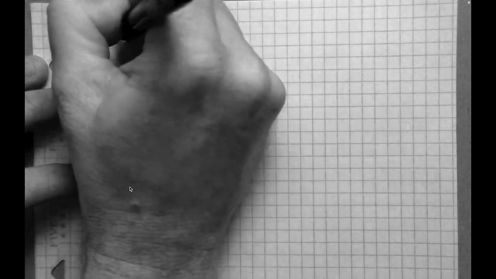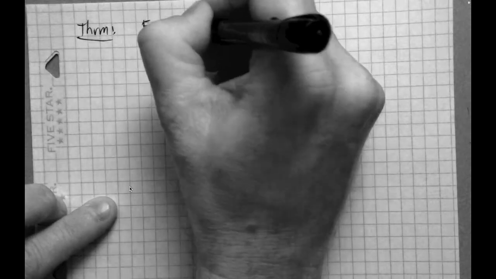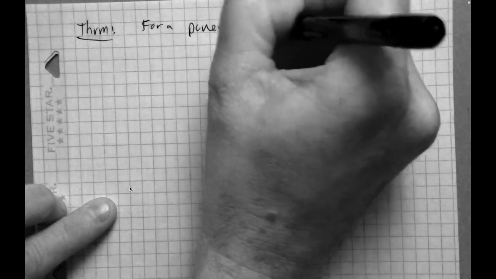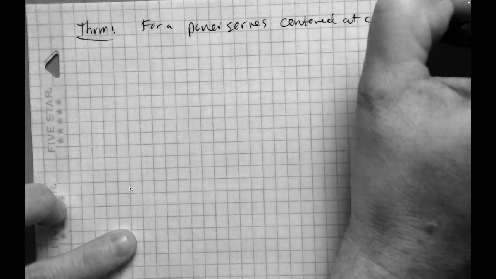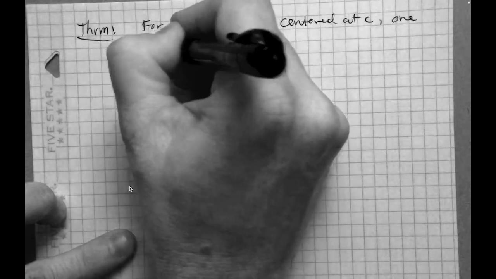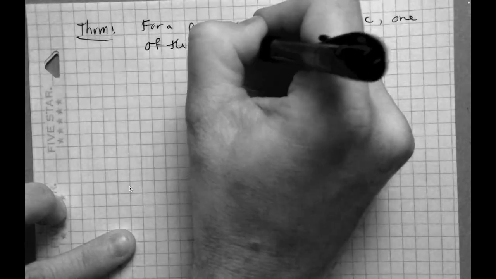Well, we have a theorem for that. That theorem is going to tell us the nature of the domain of a power series, what the options are. So for a power series centered at c, one of the following is true.